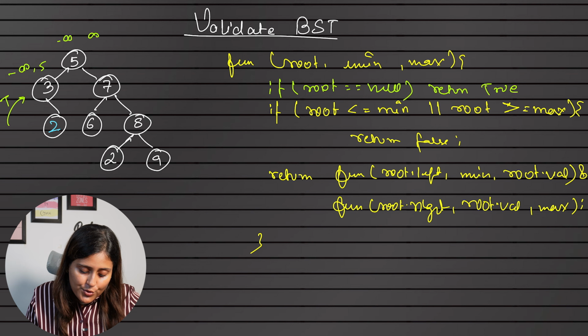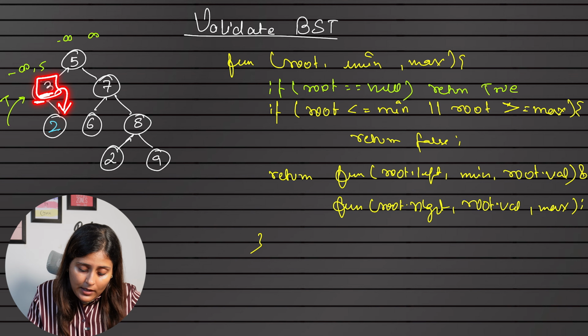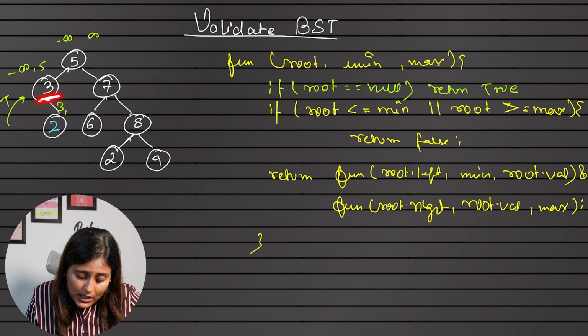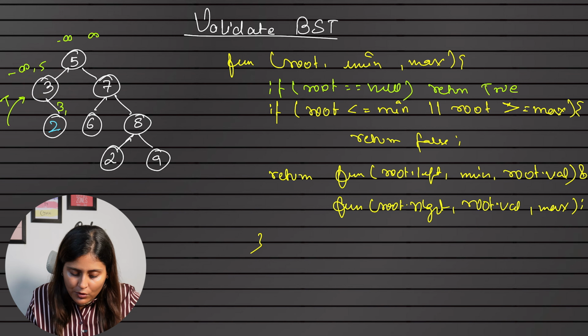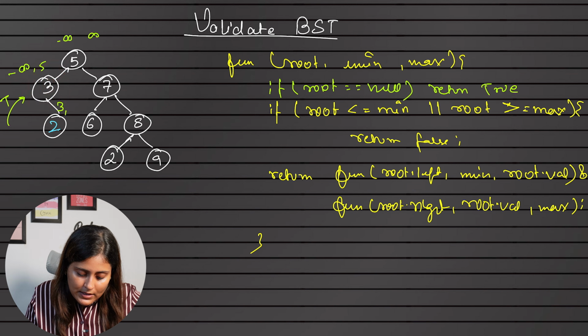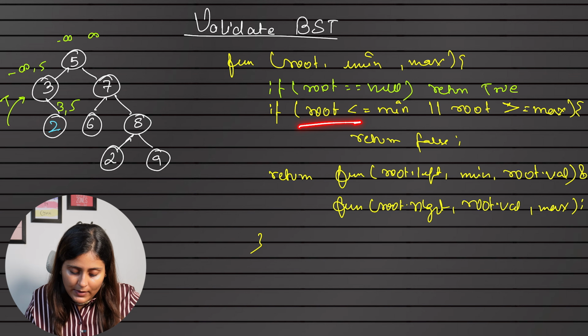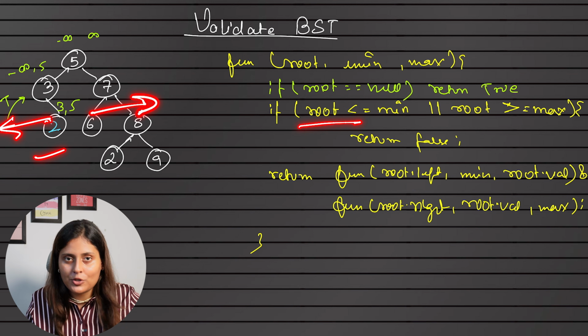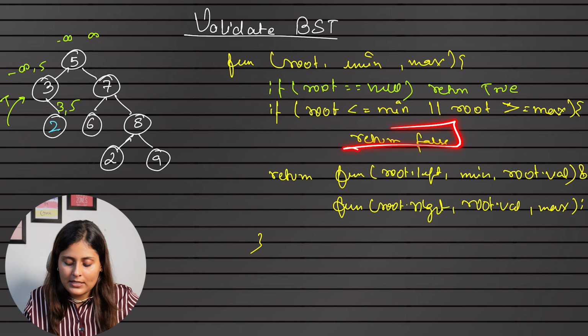So when we go towards 2, listen very carefully. When we are going towards right side, minimum will change to 3, but maximum will be whatever the parent's maximum is, which is 5. Don't think it will be plus infinite. It will be parent's maximum. So we'll send 5. Now we'll check, does my 2 lie in between this? Is 2 less than 3 or greater than 5 to make it false? Yes, 2 is less than 3. So it will return false then and there.